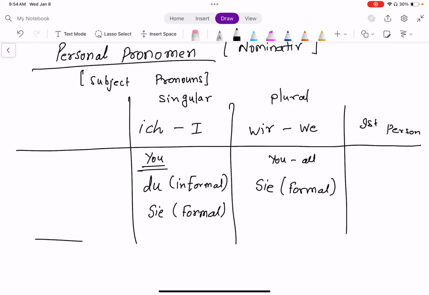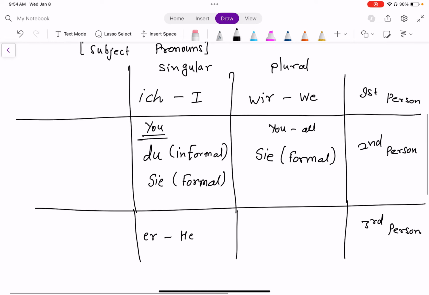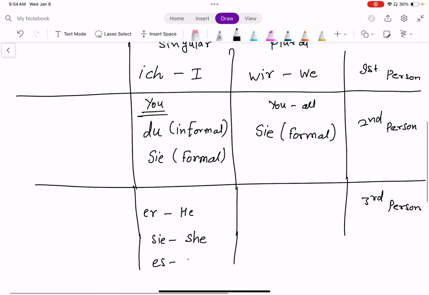Then third person. This is your second person, and this is your third person. Er, sie, es. Er means he, sie means she, es means it. And this sie, with a small s, means they.